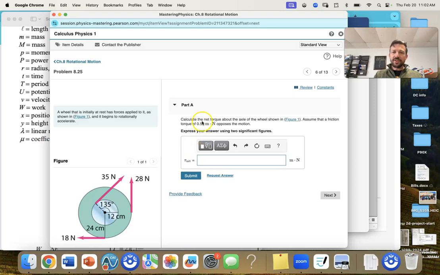It also has a torque of friction that's opposing motion. So if it's moving counterclockwise, we should subtract off the 28 one and subtract off the friction. On the friction, you don't need to multiply by the radius because it's being applied right at the center, and it's already in units of torque, Newton meters. Okay, let's go to the next one.